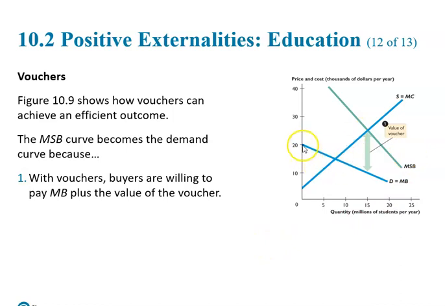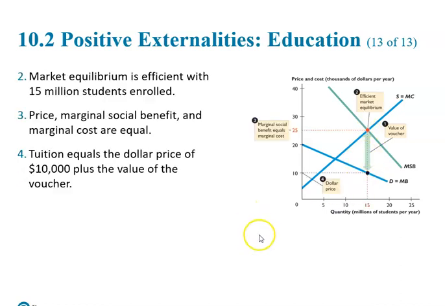So now the consumers are no longer looking at just their marginal private benefit curve, because they have extra money in the form of vouchers from the government which they can add on top of the marginal private benefit curve, and they can actually get to the marginal social benefit, because this gap over here can be covered with the help of vouchers.